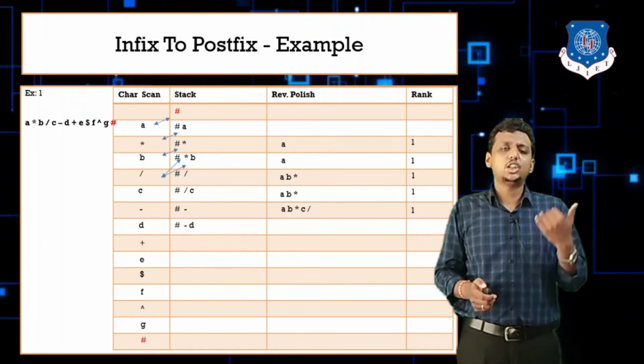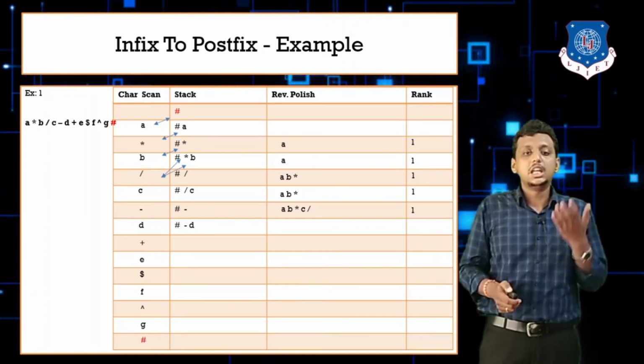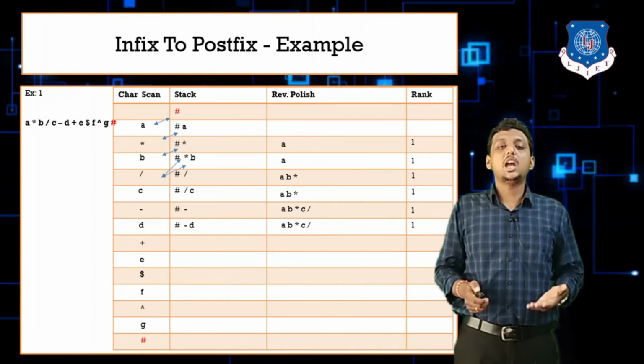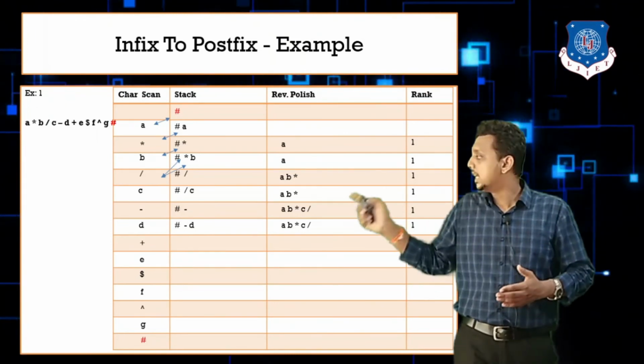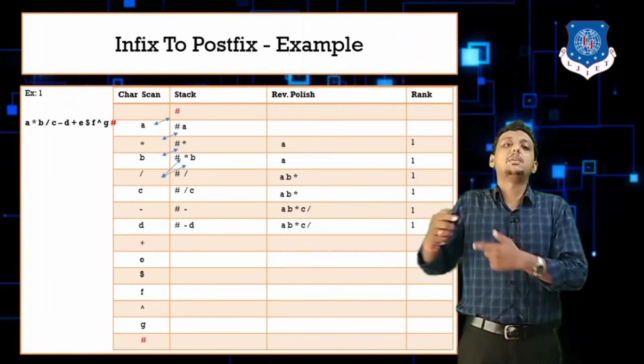Whenever you see a character, don't think much, just push it inside the stack. D is already inserted. The reverse polish rank remains as it is. Next we have plus. Again, students, compare plus with D. Compare the precedence of plus with D. D has higher precedence. D will be popped out.